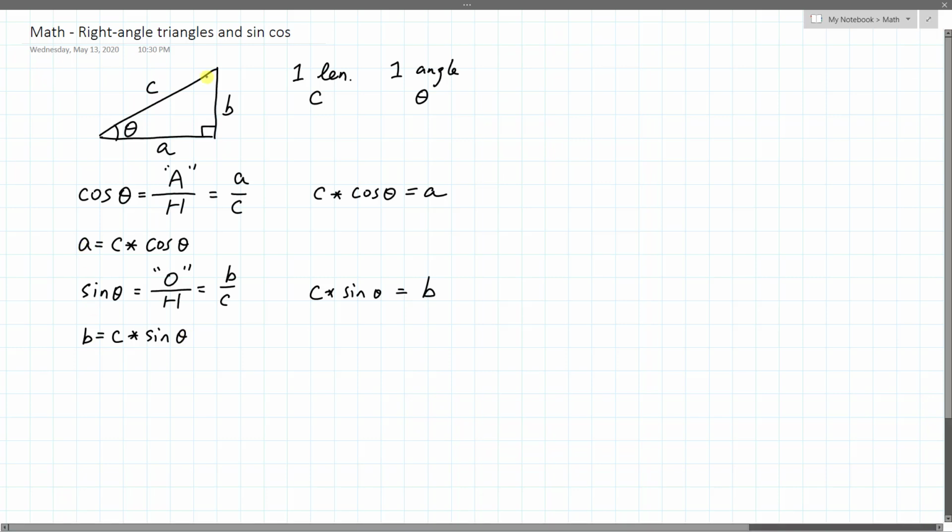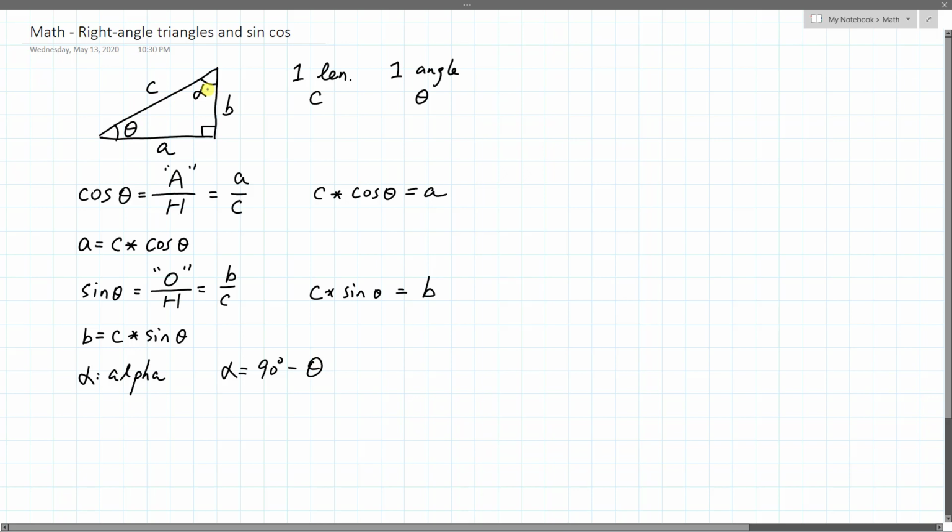And we can also find this other angle if we want. Let's just call it something else, alpha, for example, just another Greek letter. And we know that alpha is supposed to be 90 degrees minus theta, because they are complementary to each other, right?